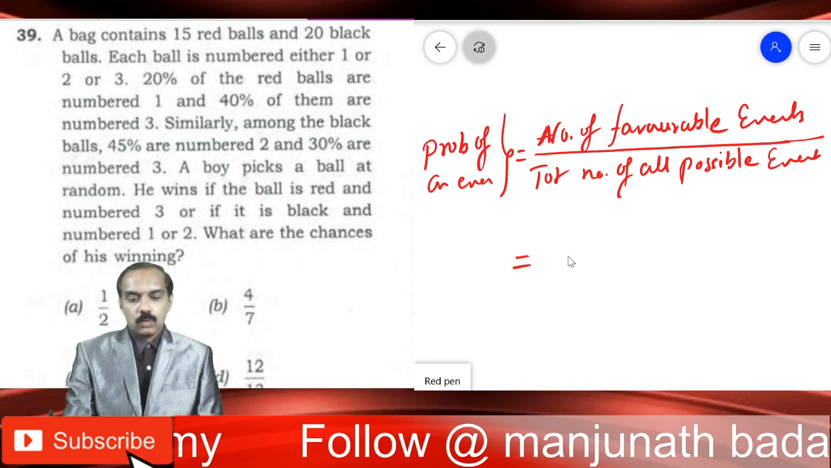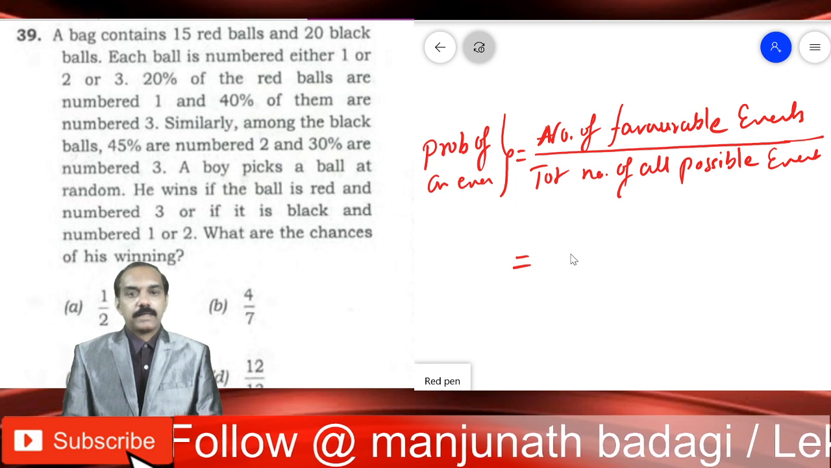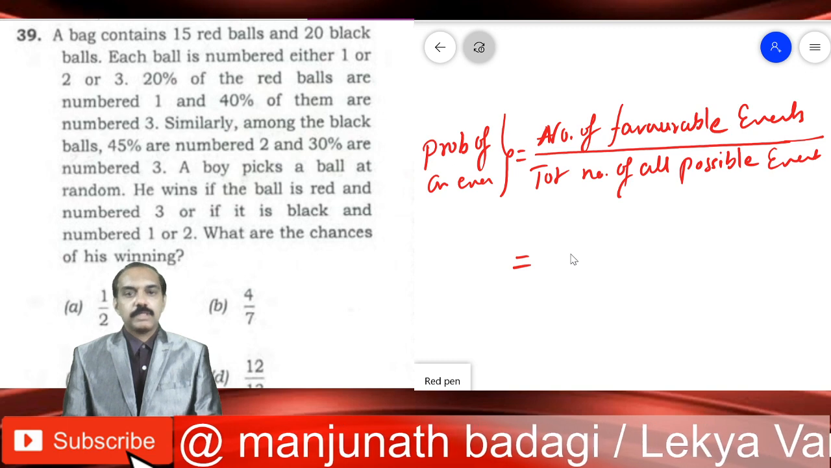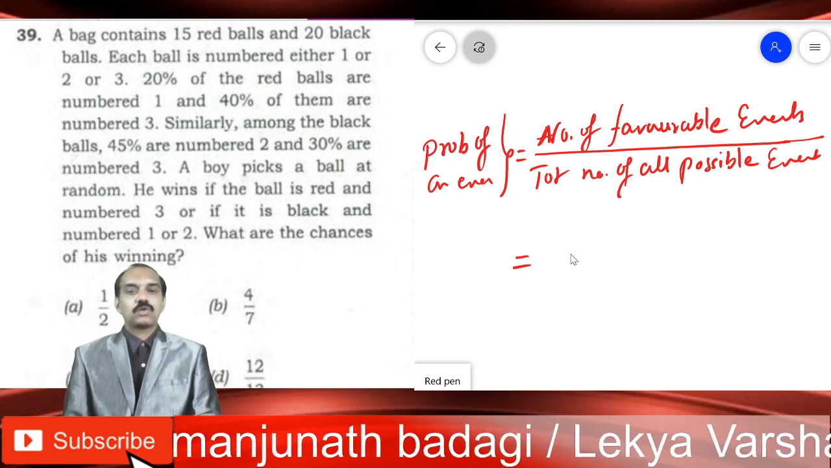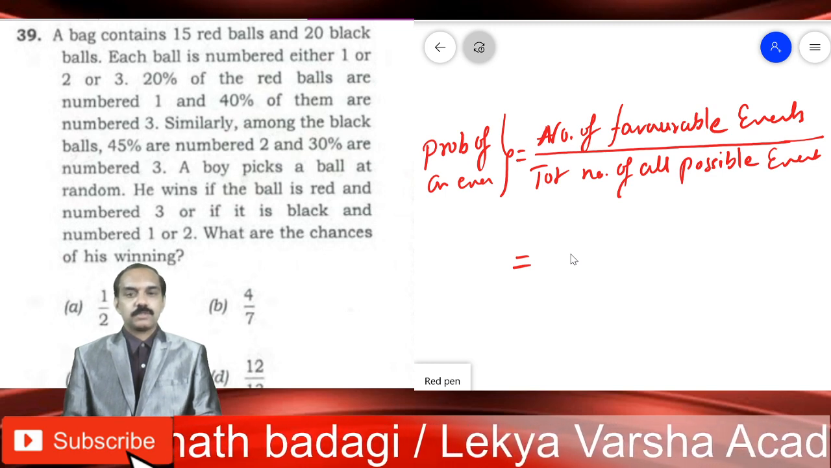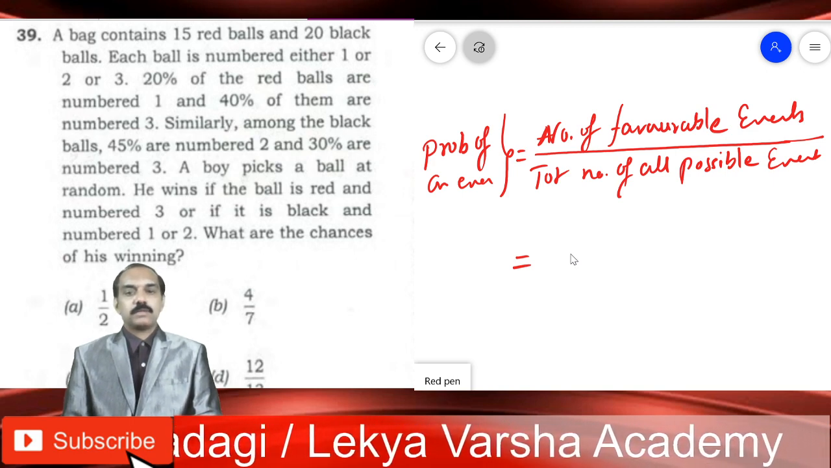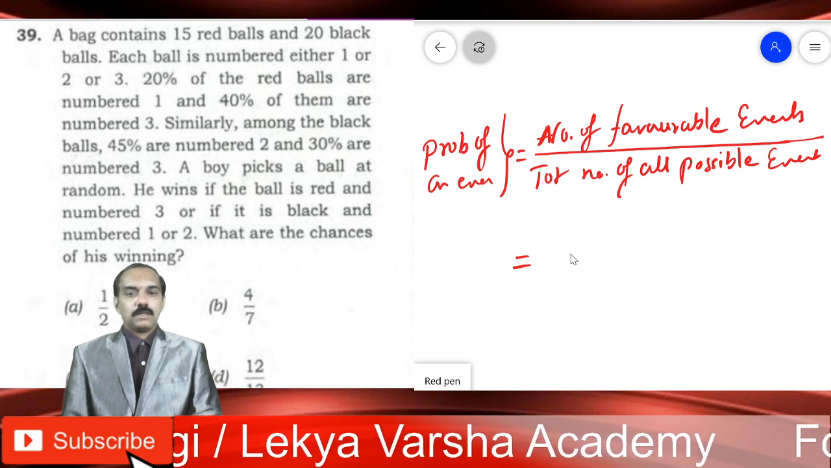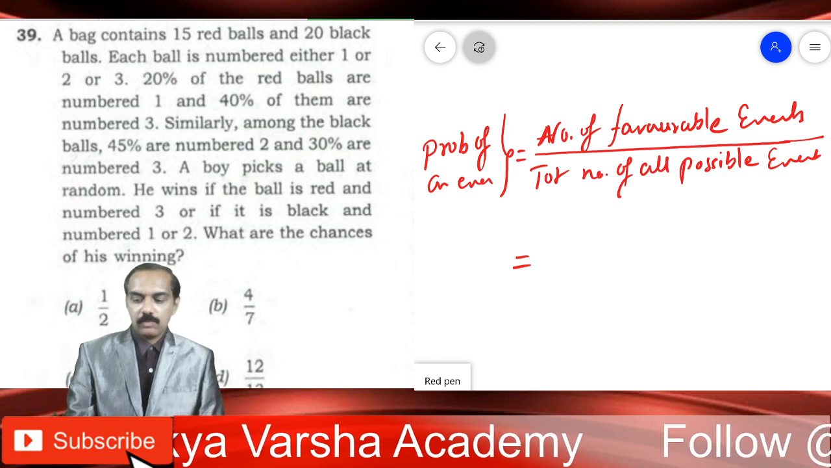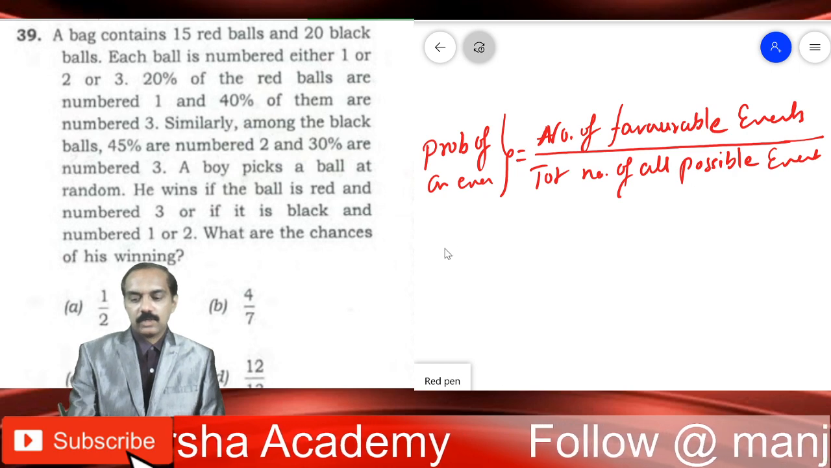Now, a bag contains 15 red balls and 20 black balls. Each ball is numbered either 1 or 2 or 3. 20% of the red balls are numbered 1 and 40% of them are numbered 3. Similarly, among the black balls, 45% are numbered 2 and 30% are numbered 3. A boy picks a ball at random. A boy is picking only one ball. This is an important point.